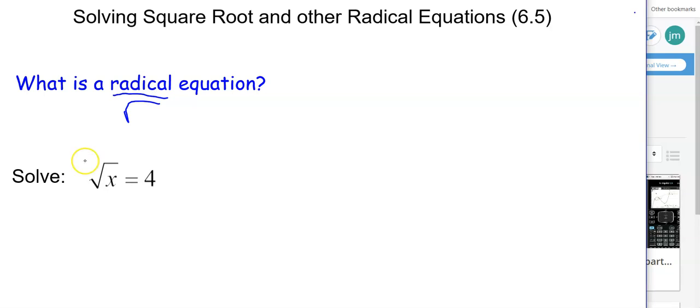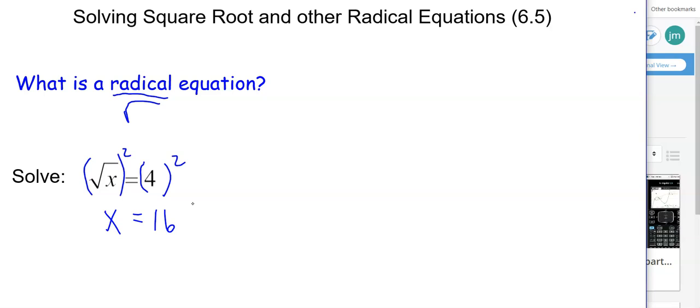Well, the opposite of square rooting something would be to square something. You can't square just each term. You have to square both sides, so the whole side. So if there were two terms, you would have to square two terms, as in the whole side, which might involve foiling. So we get x equals 16. Not plus or minus, it's just x equals 16.